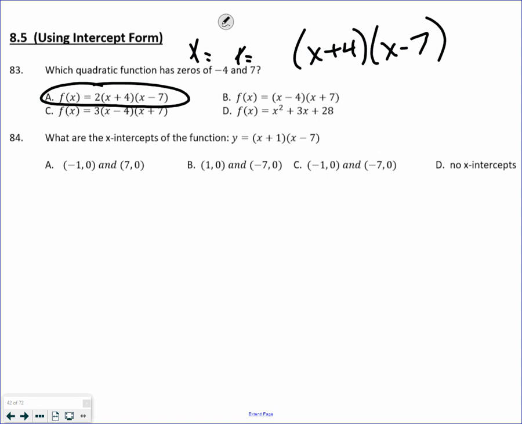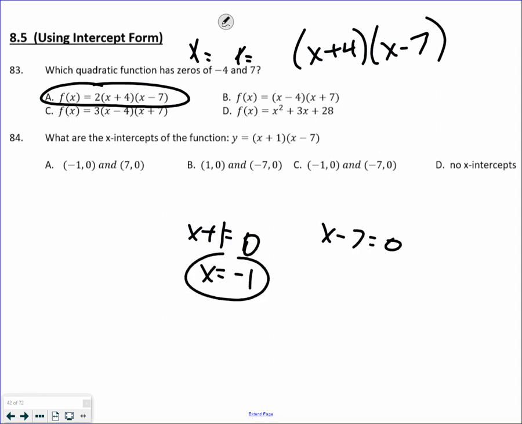Next one, what are the x-intercepts? Again, setting the parentheses equal to 0. Sorry about that. x is equal to negative 1. x is equal to positive 7. So A are the x-intercepts.